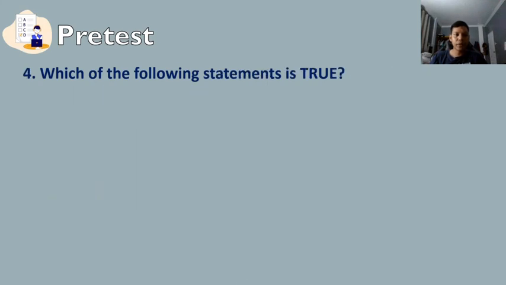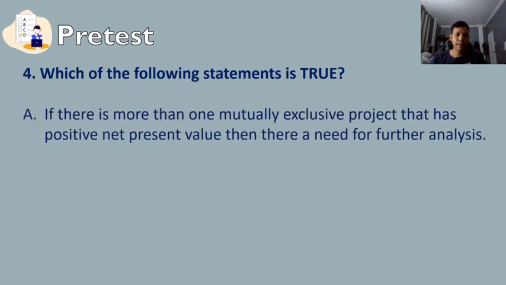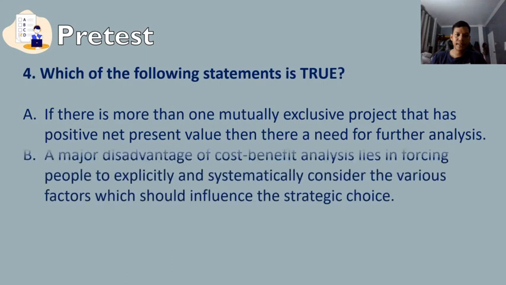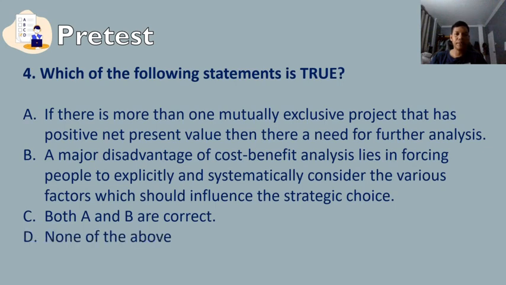Question number 4, which of the following statements is true? A, if there is more than one mutually exclusive project that has positive net present value, then there is a need for further analysis. B, a major disadvantage of cost-benefit analysis lies in forcing people to explicitly and systematically consider the various factors which should influence the strategic choice. C, both A and B are correct. Or D, none of the above. So which of the following statements is true?